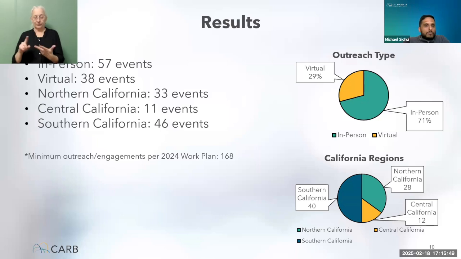And to note, virtual includes anything attended via webinars or any presentations that were given at workshops via online or Zoom as this meeting, or any sort of online email communication. In regards to outreach numbers by region, they include Northern California having about 33 events, Central California having around 11 events, and Southern California with 46 events.